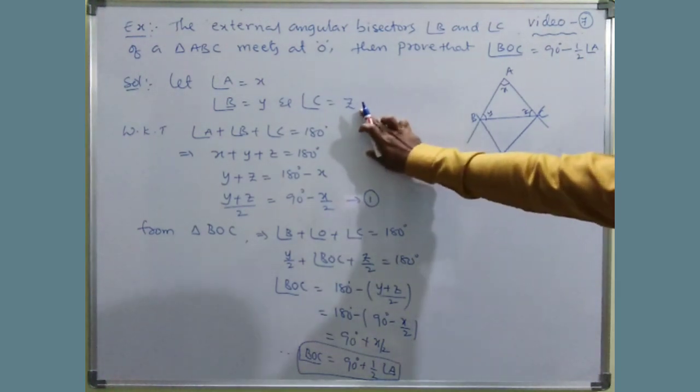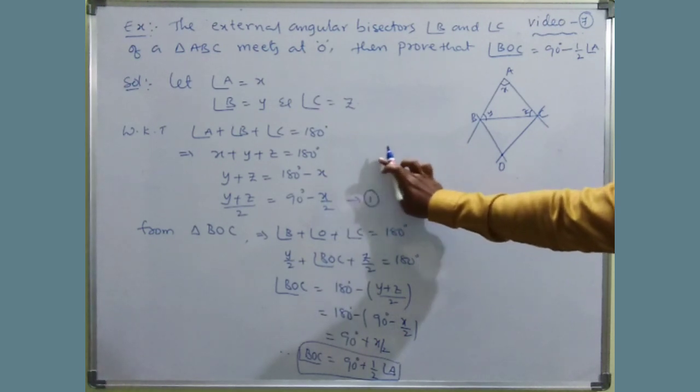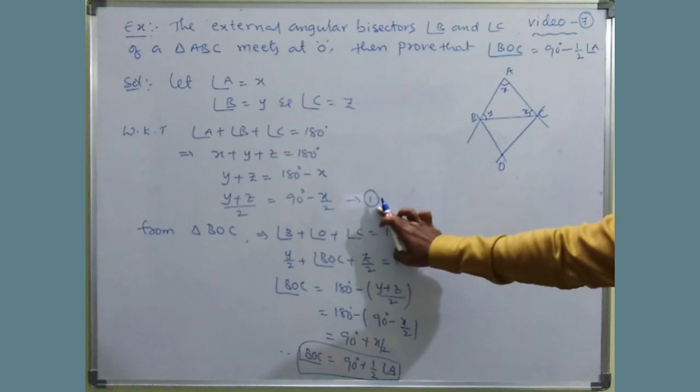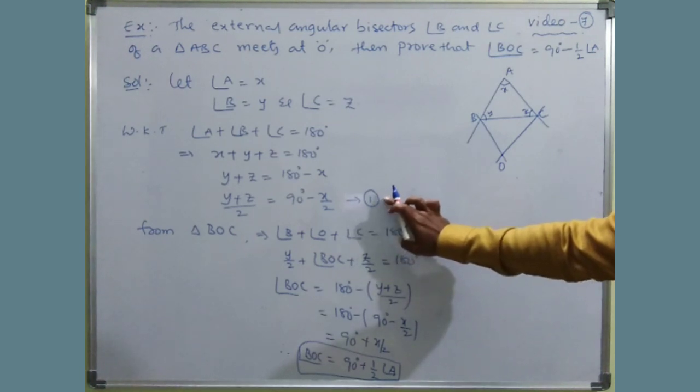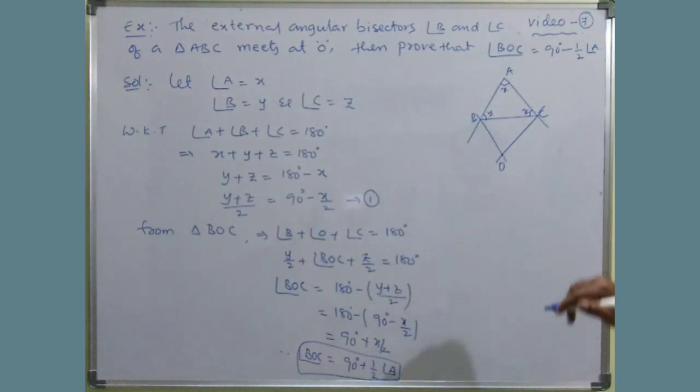So this concept is as usual, and once again you can add the sum of the angles, and once we get that y plus z by 2 is equal to 90 minus x by 2. Till here clear? Now look at here.